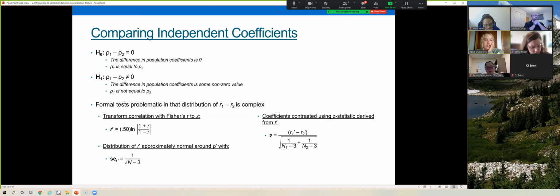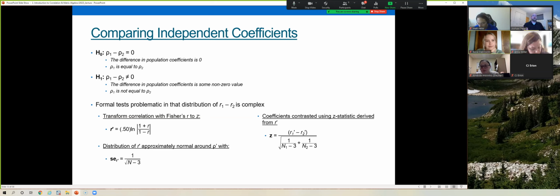I just have a quick question. I think you already said it, but I might have missed it. Why are we doing n minus 3? Because if I take my R value and transform it into R prime, and then look at the sampling distribution of R prime, the standard error of that sampling distribution is equal to 1 over the square root of the size of the sample minus 3. That's just the standard error for that.